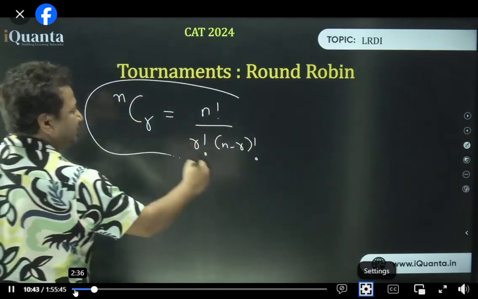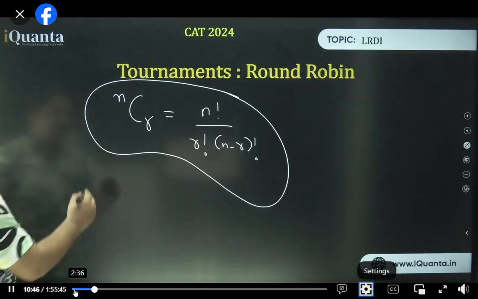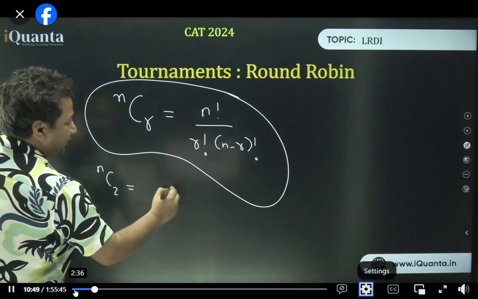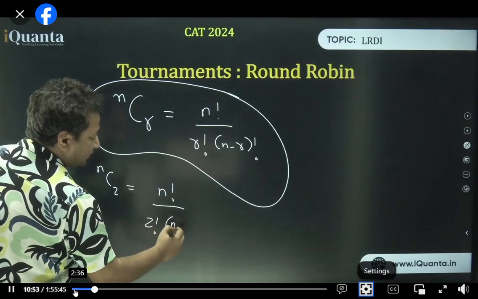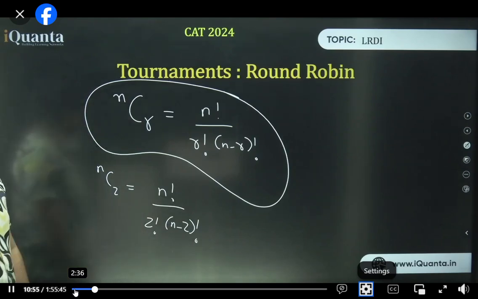This is the generalized formula for it, nCr. So if you put nC2, you'll have factorial n upon factorial 2 upon factorial n minus 2. Now if you solve it, you'll get the same result. Clear?